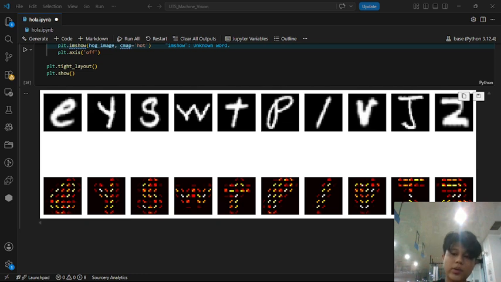Okay, this is the HOG representation. On the bottom row, we have the HOG feature extraction result of the image above it. This visualization uses the hot colormap and demonstrates how the HOG algorithm captures the gradient direction and structural shape and edges of the letter. The bright colors indicate significant pixel intensity change, which essentially represents the strokes or edges of the handwriting.